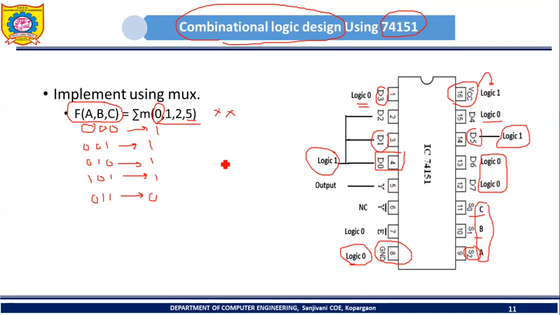Then the output. From here we are going to take the output from pin number 5. Pin number 6 is not connected; we are not going to use pin number 6. And pin number 7, whether it should be connected to logic 0 or logic 1: we have seen that pin number 7 is active low and it acts as the enable input. So in order to enable this particular IC on pin number 7, I must apply logic 0. That's why pin number 7 should be connected to logic 0. In this way, we can implement this particular function by using this multiplexer IC.